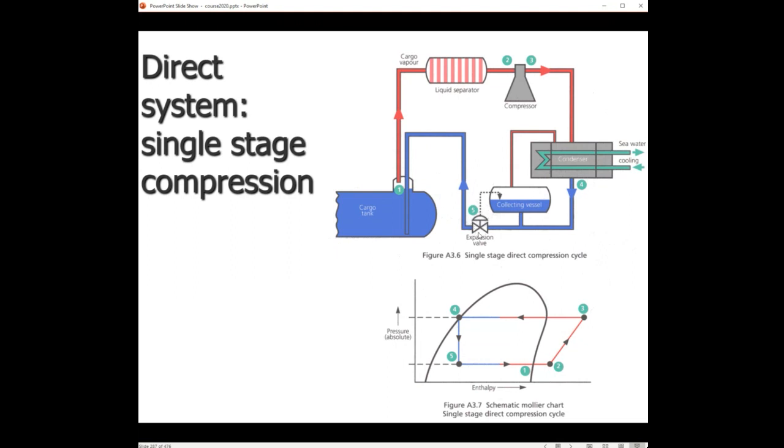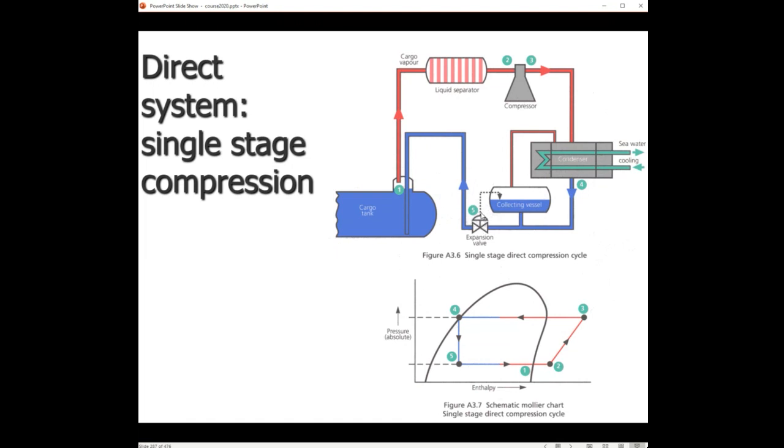Since the goal of the expansion valve is the expansion of liquid, expansion of gas makes no sense. That will not cool down the cargo adequately. So when we have 100% liquid here at the entrance of the expansion valve, the expansion of the cargo will be most effective.